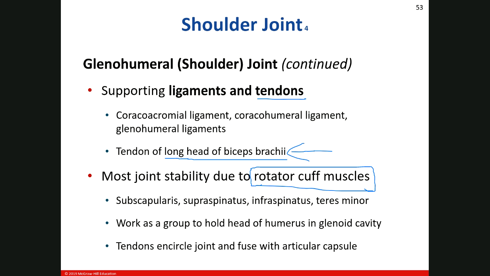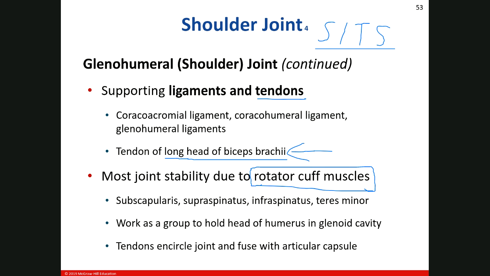There's an acronym for that. I think I mentioned it before to you guys. SITS muscles. Did I say that in lab? Okay. So you want to know this. Well, you don't have to know the acronym. It just makes learning the muscles a little bit easier. We're going to learn all these muscles anyways when we do lab. But there are 4 muscles involved.